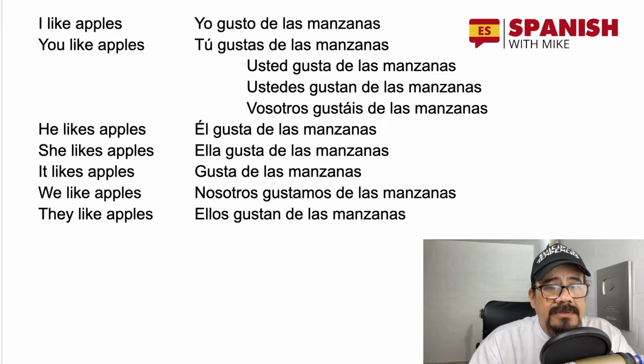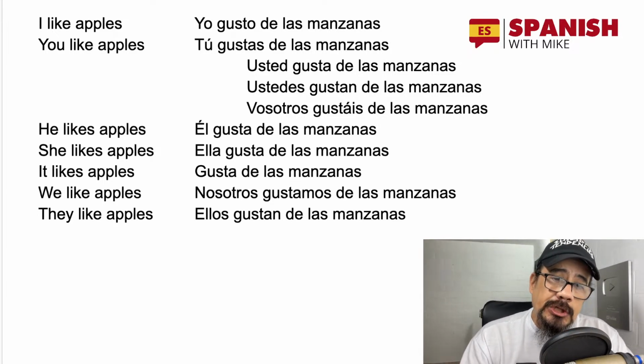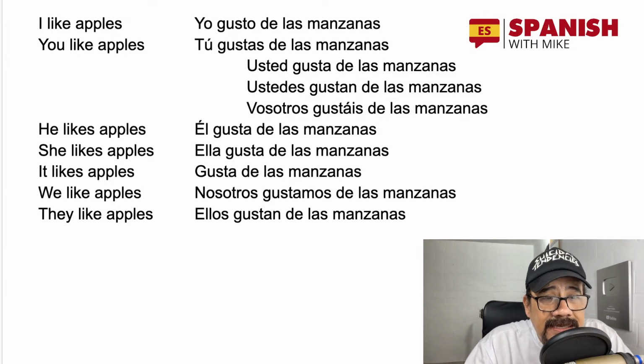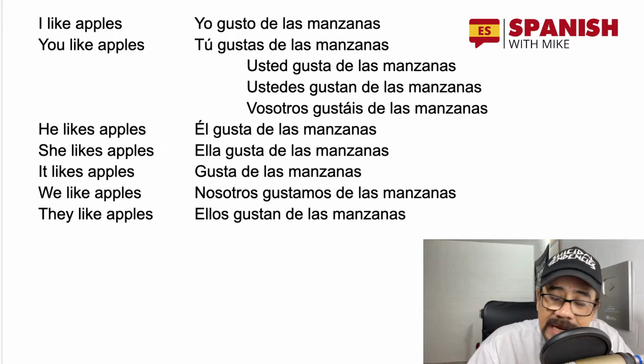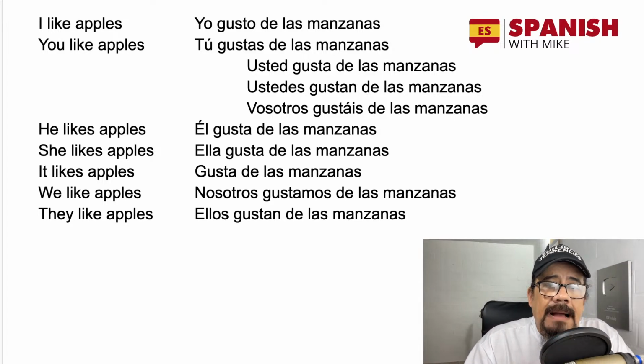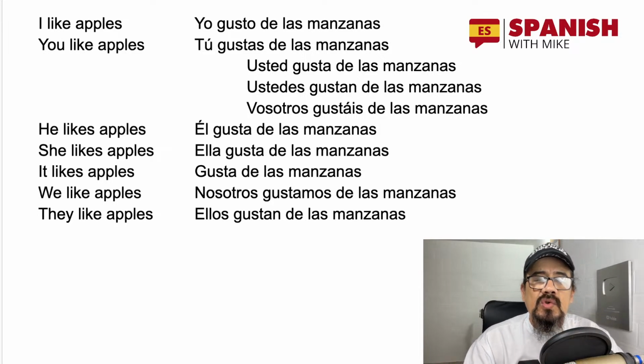He likes apples, él gusta de las manzanas. She likes apples, ella gusta de las manzanas. It likes apples, gusta de las manzanas. Remember, we never translate the pronoun it when it's used as a subject pronoun. We like apples, nosotros gustamos de las manzanas, and they like apples, ellos gustan de las manzanas.